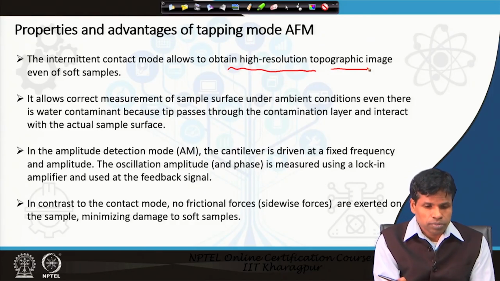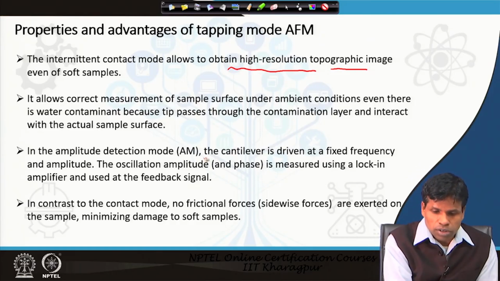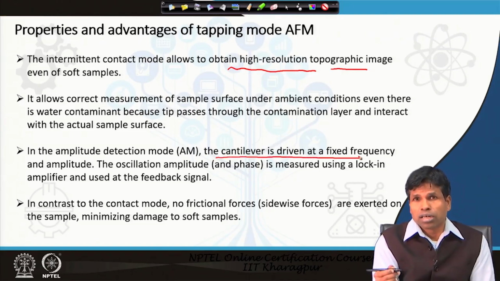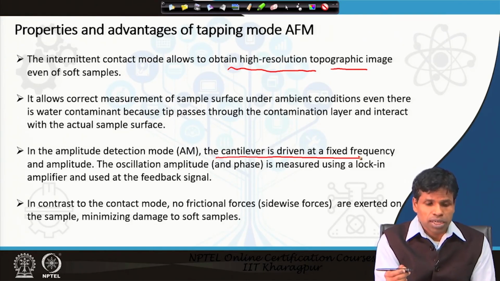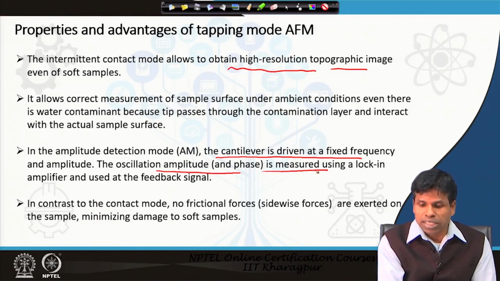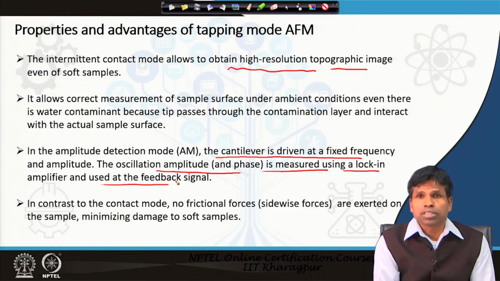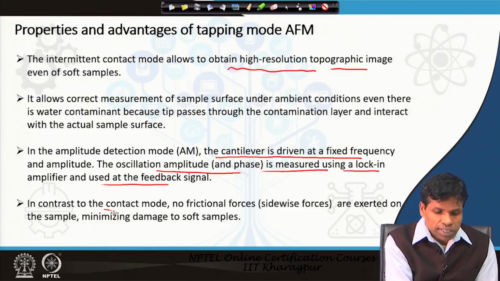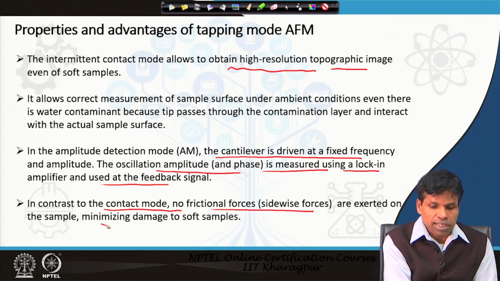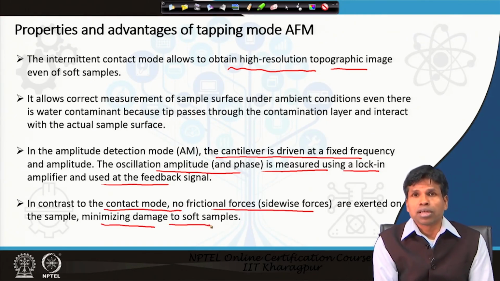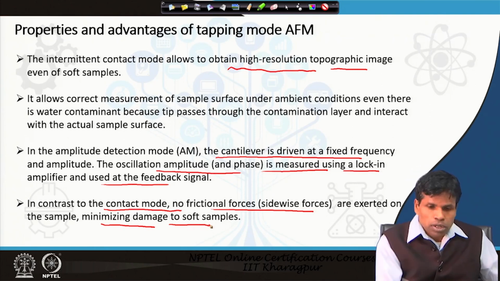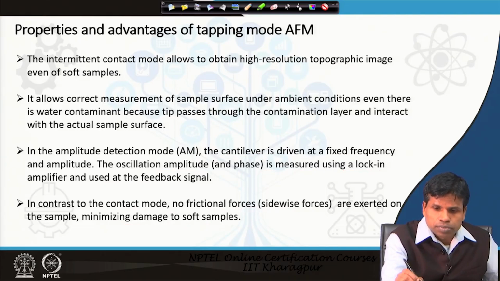In the amplitude detection mode, the cantilever is driven at a fixed frequency, which is the resonant frequency of the free cantilever, and the oscillation amplitude and phase are measured using a lock-in amplifier and a feedback signal. In contrast to the contact mode, no frictional or sideways forces are exerted on the sample, minimizing damage to the soft sample. This is the advantage of tapping mode.